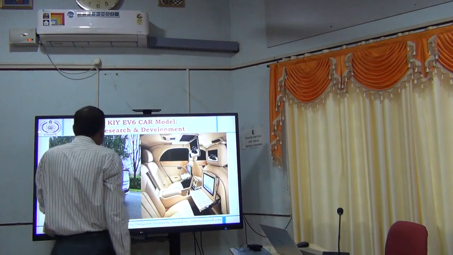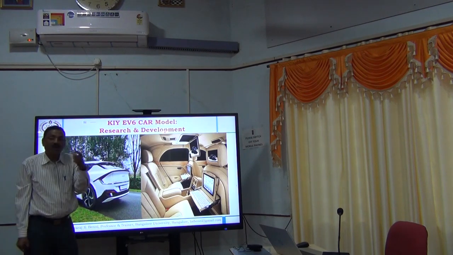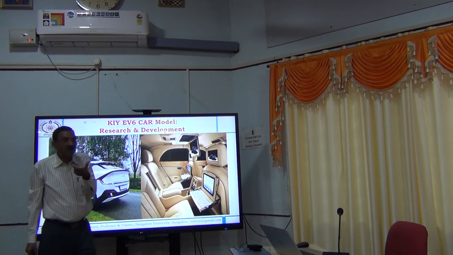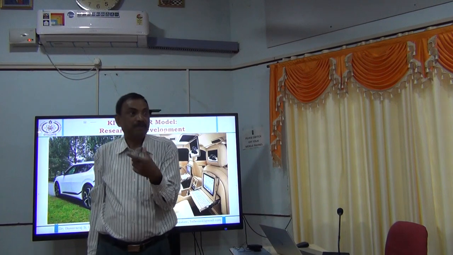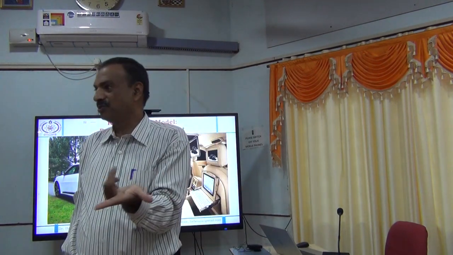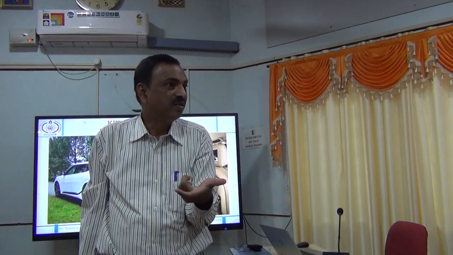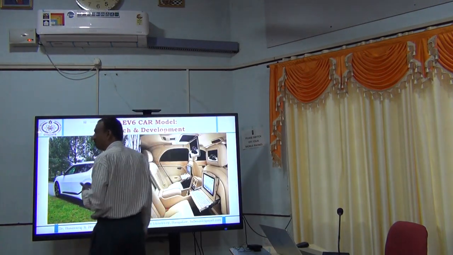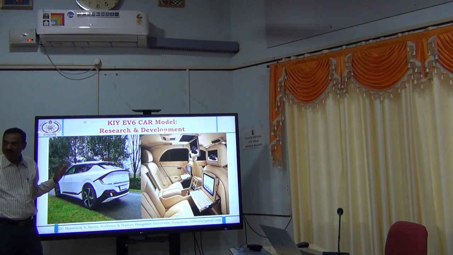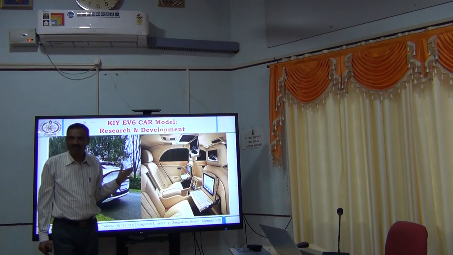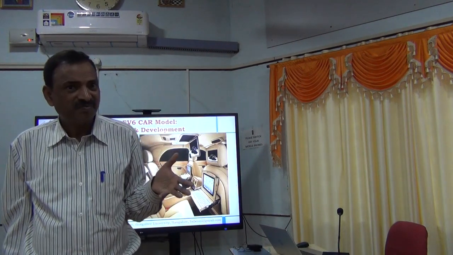So why am I telling you all these things? The Kia EV6 car model, this we call a model. We call it a model because it has a specific spec. Spec means specifications. What are the specifications? This is a turbo engine, the first specification. What is a turbo engine? What is RAM? What is a piston?